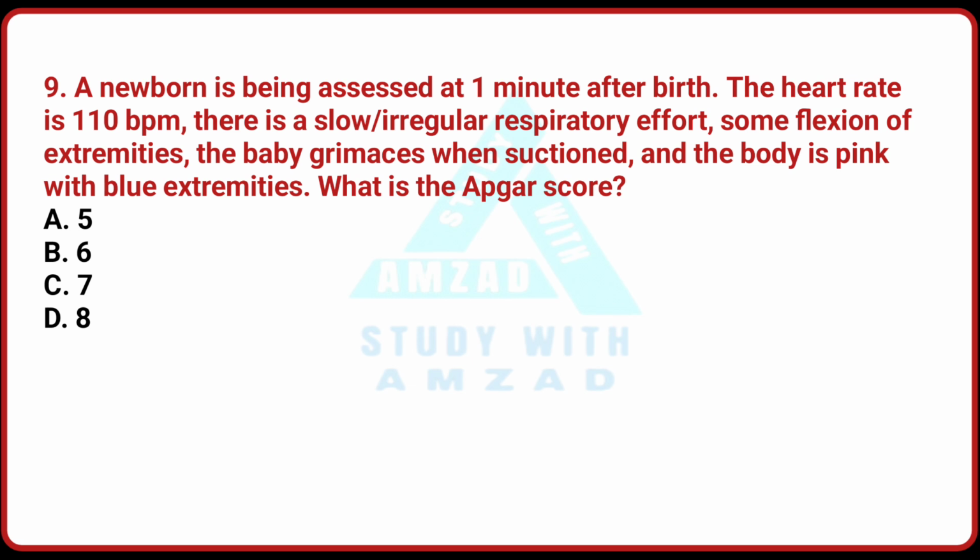Next question. A newborn is being assessed at 1 minute after birth. The heart rate is 110 beats per minute. There is a slow, irregular respiratory effort, some flexion of extremities. The baby grimaces when suctioned, and the baby is pink with blue extremities. What is the APGAR score? Option A 5, option B 6, option C 7, option D 8.